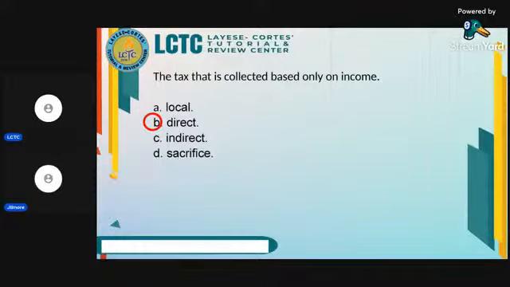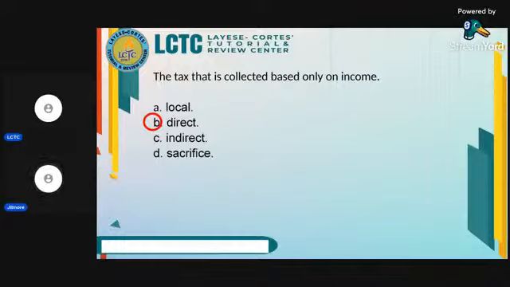Next, the tax that is collected based only on income. Direct tax. Examples of direct taxes: income tax, capital gain tax, property tax, estate tax, gift or donors tax. Based on income, levied directly on people. That's direct tax.